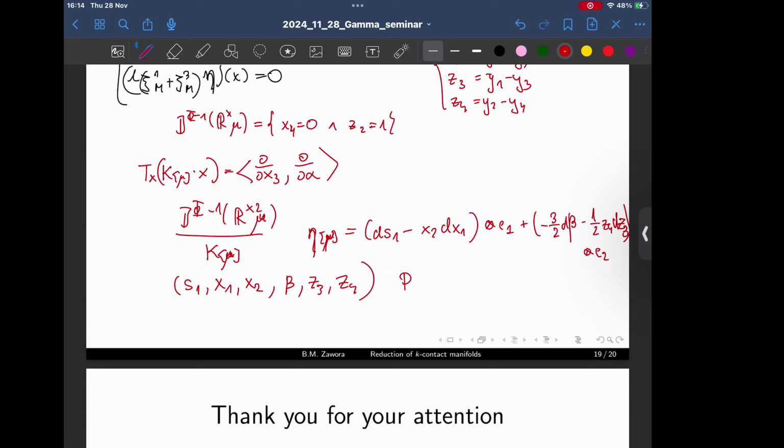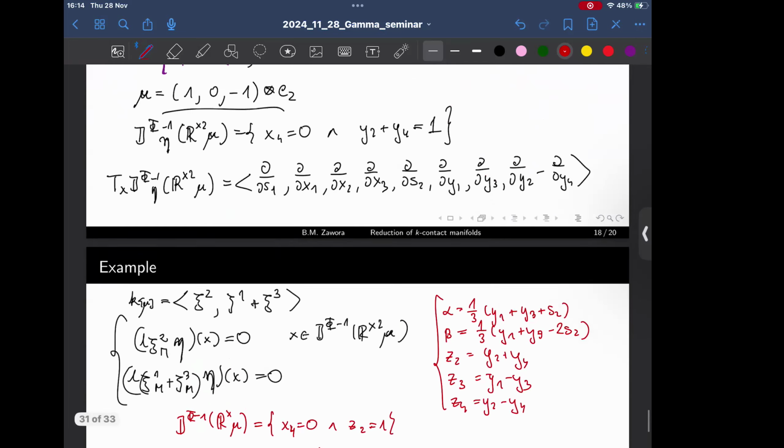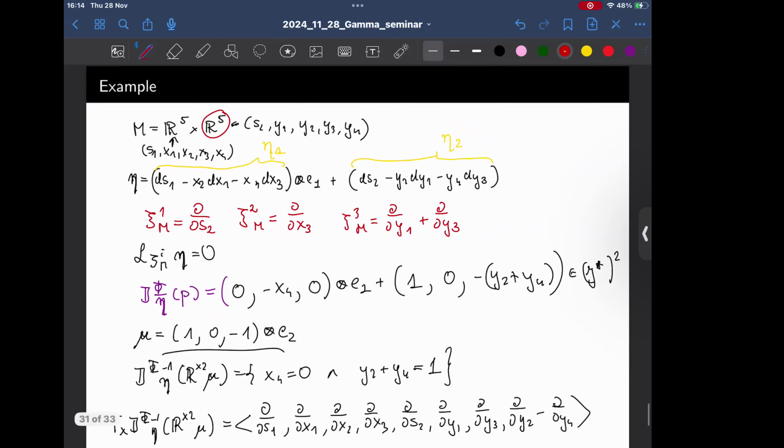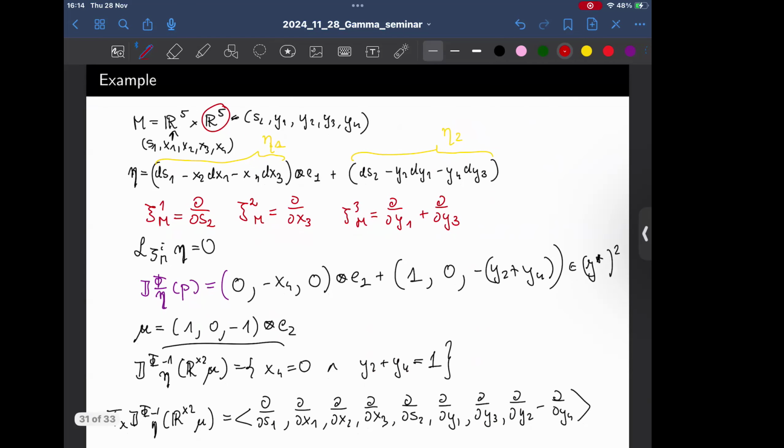And the reduced Reeb vector fields. The first one is d over ds1, and the second one is equal to d over d beta. So this is the simple example that illustrates the K-contact Marsden-Weinstein reduction.